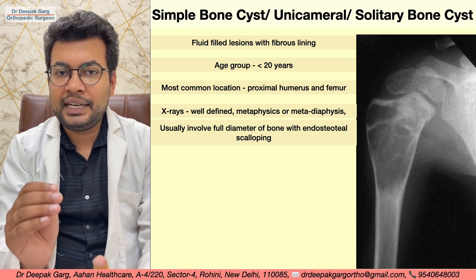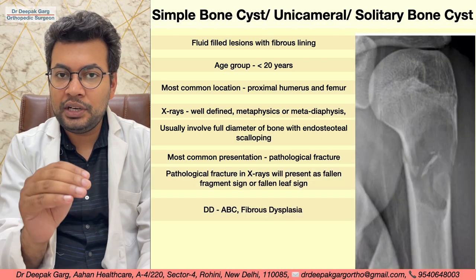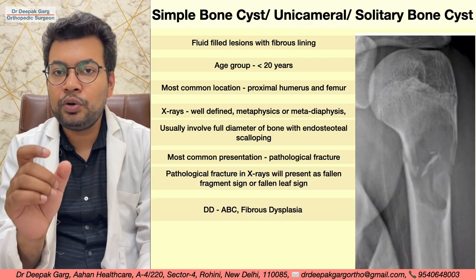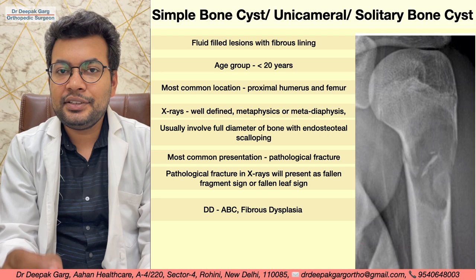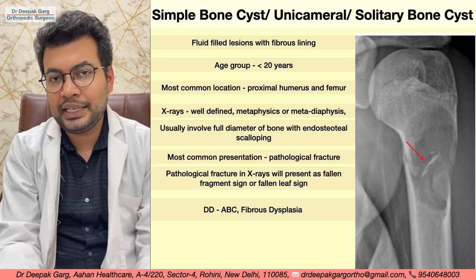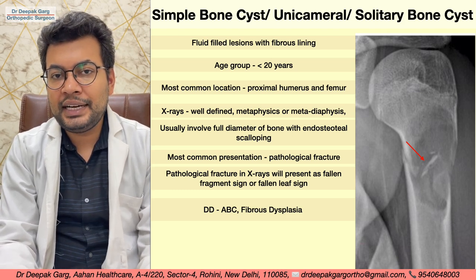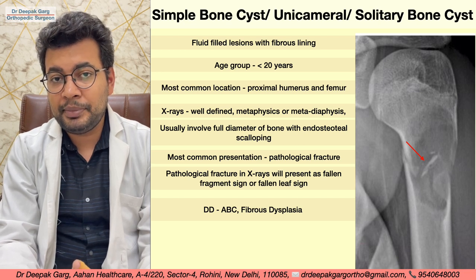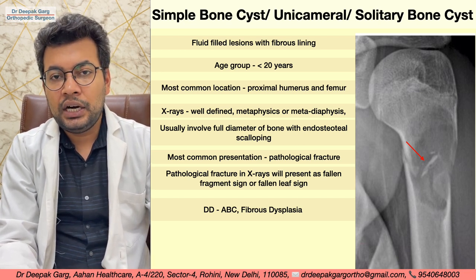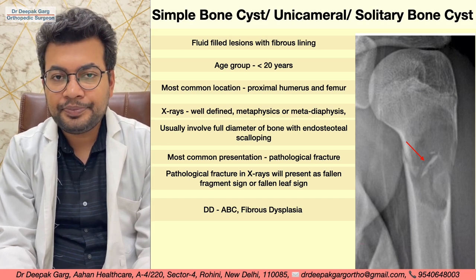If a pathological fracture happens, the fragment of the bone that is broken will fall inside the cavity and it will look like a leaf. So it is called the fallen fragment sign or fallen leaf sign. It is a pathognomonic sign of a simple bone cyst. If we talk about the differential diagnosis, aneurysmal bone cyst or fibrous dysplasia are considered as differential diagnoses of simple bone cyst.